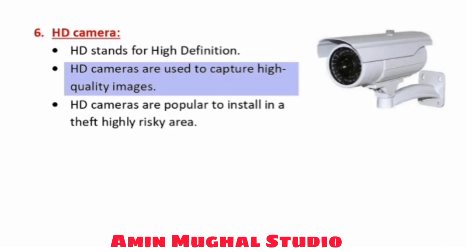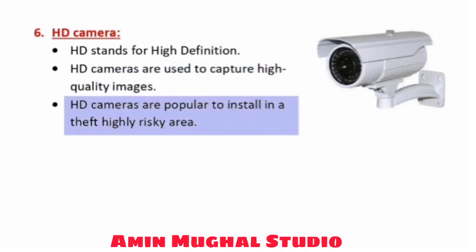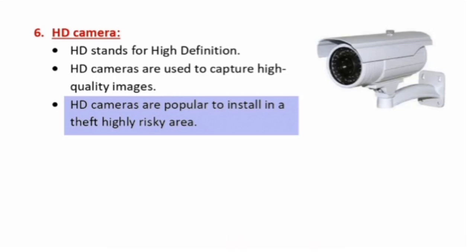So these high definition cameras are used to capture high clarity pictures. On zooming the image, it will not be distorted. Therefore, I can say that you can zoom the image without getting any blurriness. Okay? And these HD cameras are very popular to install in areas with a high risk of theft, like banks or jewelry shops, to capture visitors' activities in perfect clarity. Okay, so these are some types of CCTV cameras we have discussed in a very brief manner. Hope the topic is clear for you.